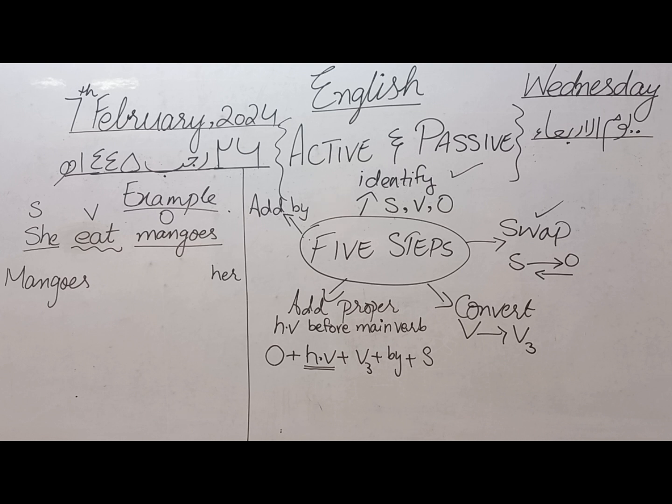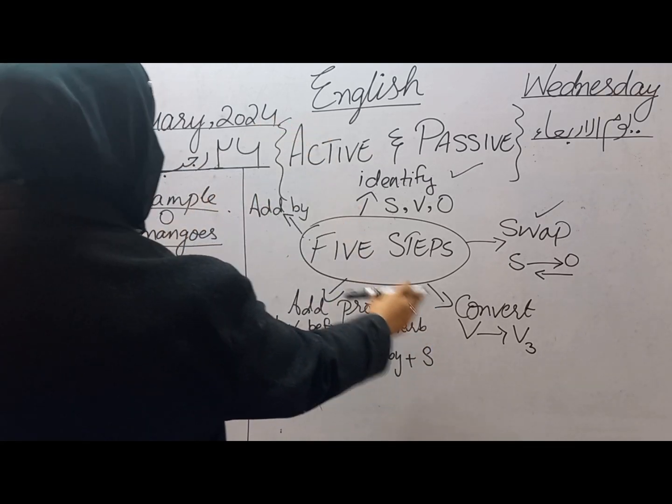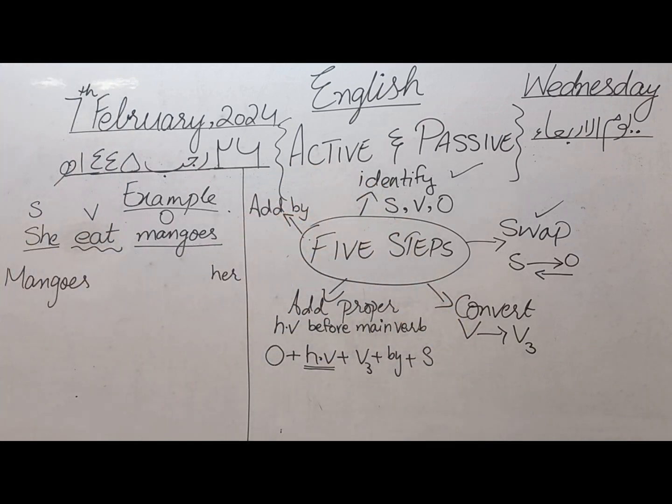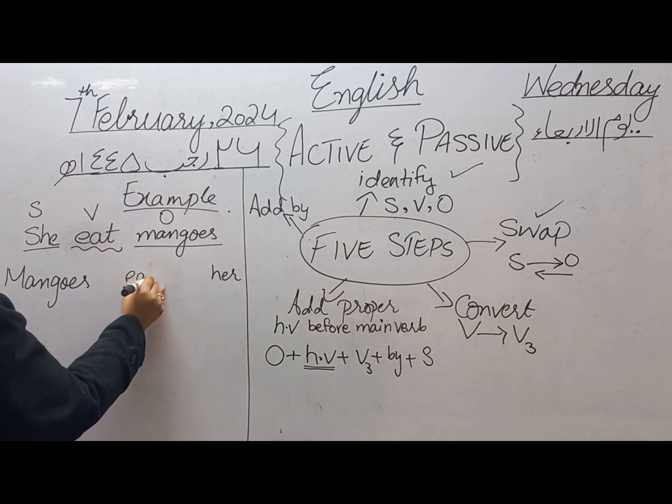Perfect. Now the third step is saying we need to convert the word that we have identified here into the third form of verb. So who will tell me the third form of eat? Eat is the first form. Very good. Ate. Ate is the second form. Yes. And what is the third form? Eaten. Very good. Eaten.